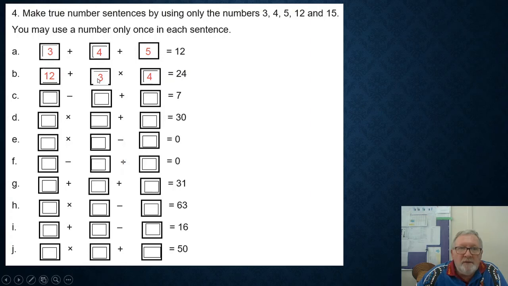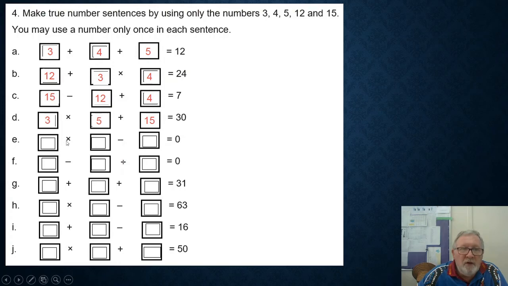This one works because 3 times 4 must be done first. 3 fours are 12. 12 plus 12, 24. Here, subtraction before addition. So if you went 15 take away 12, that's going to give you 3. And if you add 4 more on, that'll give you 7. Multiply before add. 3 times 5 is 15. Add another 15, 30.